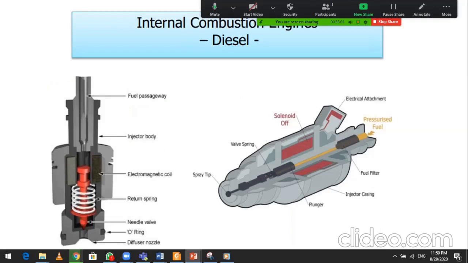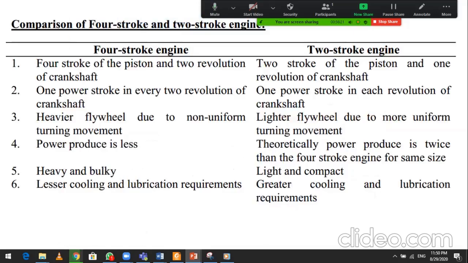सो इंटरनल कंबशन इंजन के डीजल के किस तरह से वर्किंग करते हैं, किस तरह से फ्यूल स्प्रे होता है उसमें, तो फ्यूल इंजेक्टर होते हैं। तो दिस इज अ फ्यूल पैसेज एंड इंजेक्टर बॉडी, इलेक्ट्रोमैग्नेटिक कॉइल होता है, रिटर्न स्प्रिंग। तो ये इंजेक्टर के काम इन डीजल में आता है। तो कंपैरिजन अबाउट 4 स्ट्रोक एंड 2 स्ट्रोक इंजन में, तो राइट नाउ डिफरेंस क्या है, कि हमने जो पढ़ा और उसके साथ अपने वीडियो भी देखेंगे, क्या इंफॉर्मेशन है अबाउट 2 स्ट्रोक एंड 4 स्ट्रोक इंजन के हवाले से। Well, 4 stroke of the piston and 2 revolution of the crankshaft.